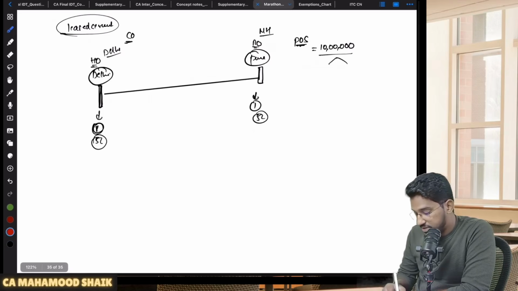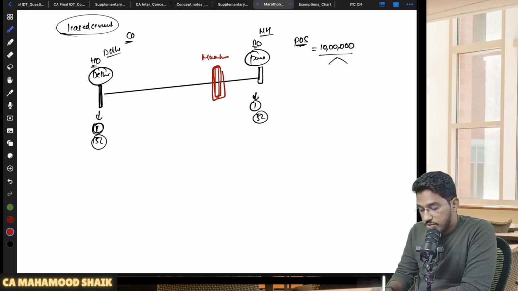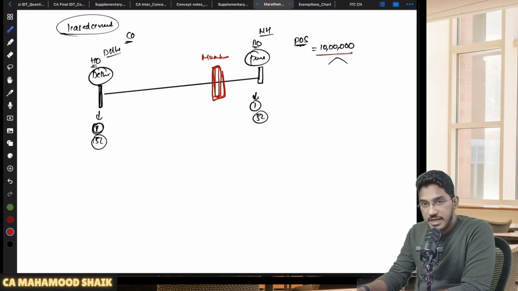Now let me change the facts here. In between, I have one more office in Mumbai also, and one office in Pune also. For the Mumbai office also I want to get it connected, so I have established one more circuit point here. So I have one circuit point in Delhi, one circuit point in Mumbai, one circuit point in Pune. For this, let us say I am collecting a total of 10 lakh rupees.